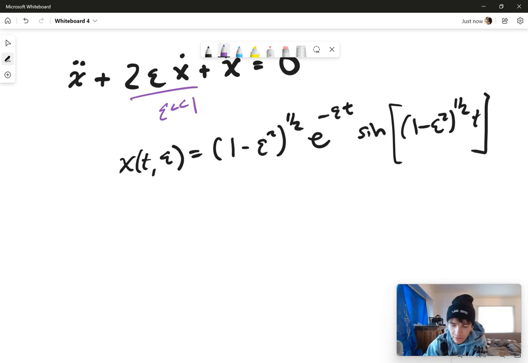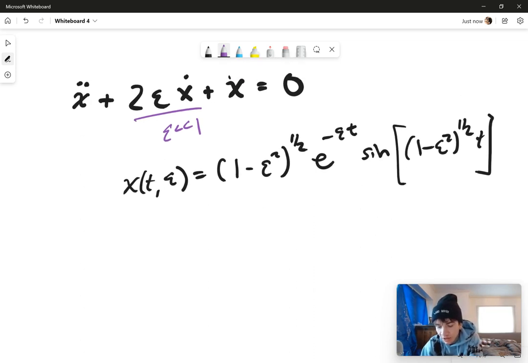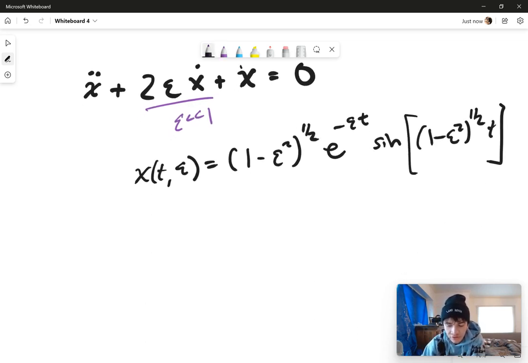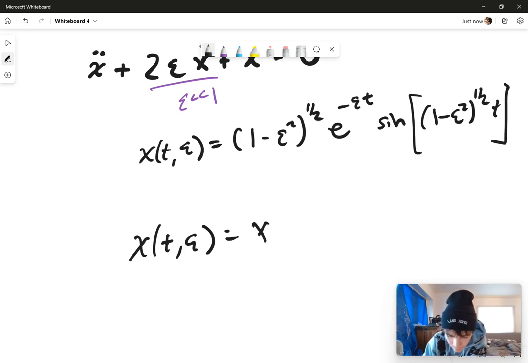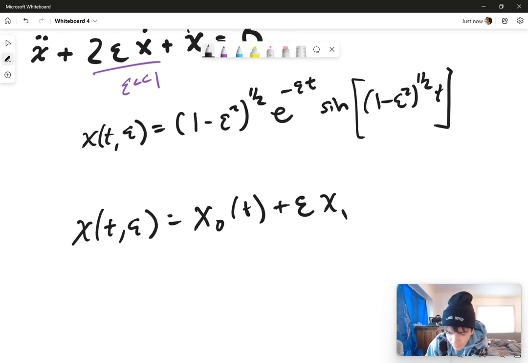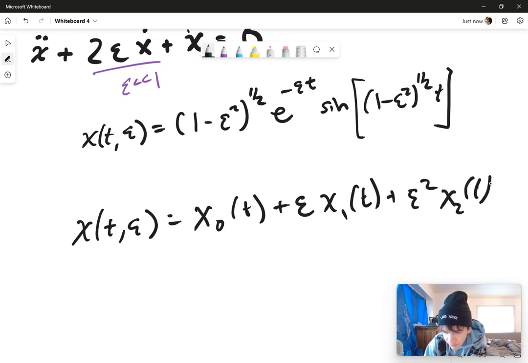But without using methods of ODEs, so pretend this is a nonlinear equation and we don't have the methods to actually get the explicit solution, then one way you might think to do it is to use a Taylor series expansion in epsilon. So if you plug in x of t, epsilon equal to x0 of t plus epsilon x1, where x1 is also a function of t, plus epsilon squared x2 of t, etc.